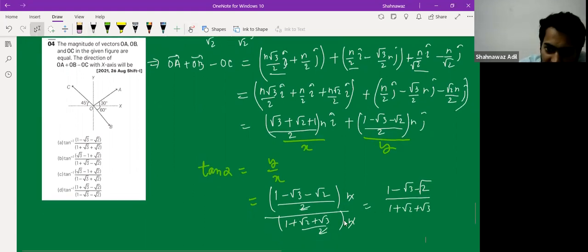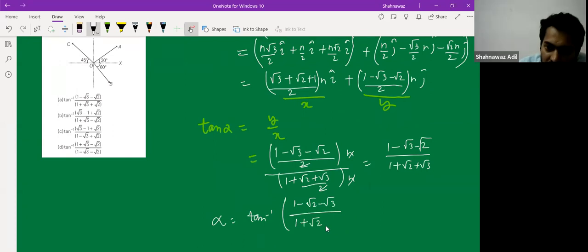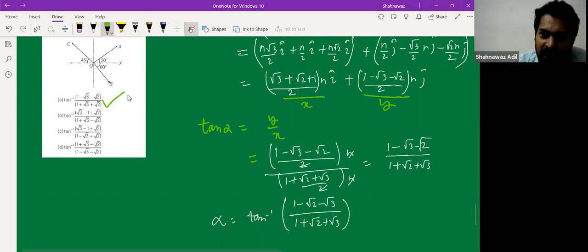Okay. So the answer is alpha is tan inverse of 1 minus root 2 minus root 3 by 1 plus root 2 plus root 3. So what is the correct answer here? A. So A is the right answer. Okay, understood this question? Yes, sir. Okay. So now we will move on to the next topic.